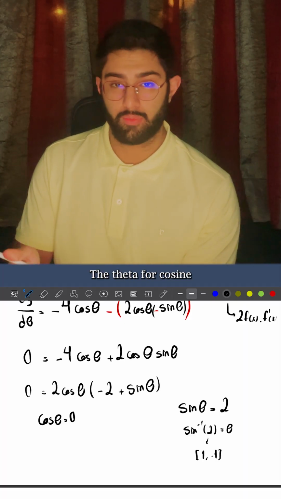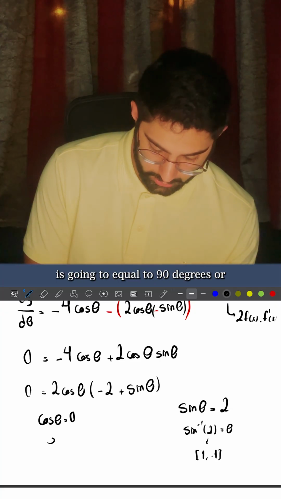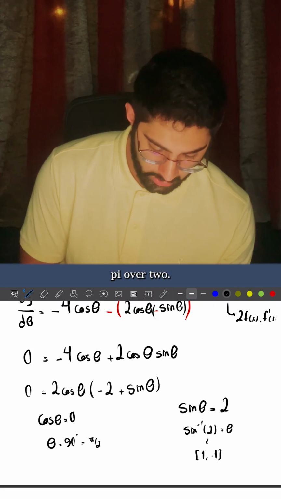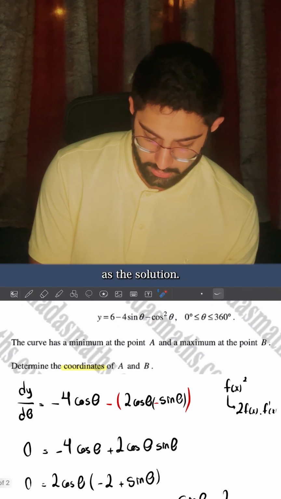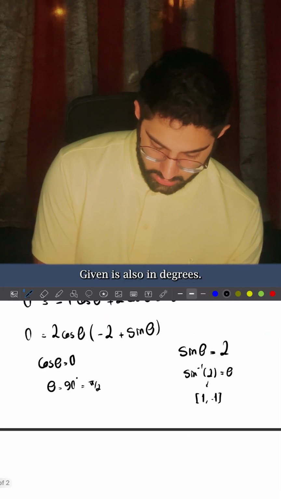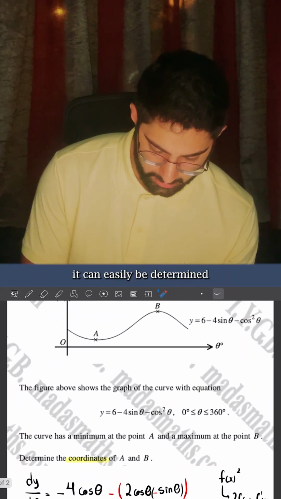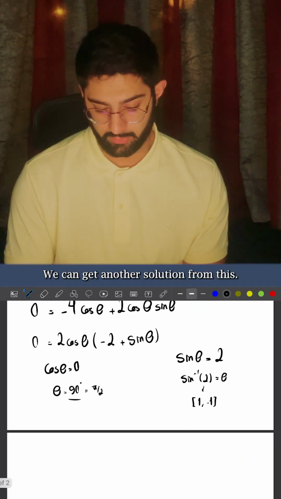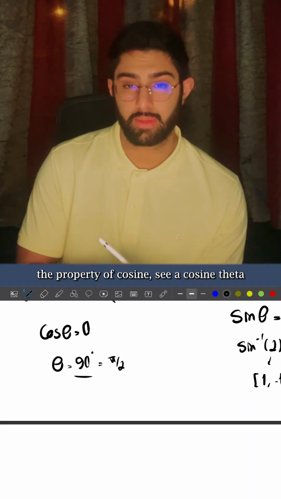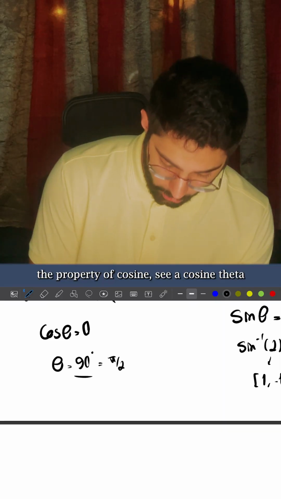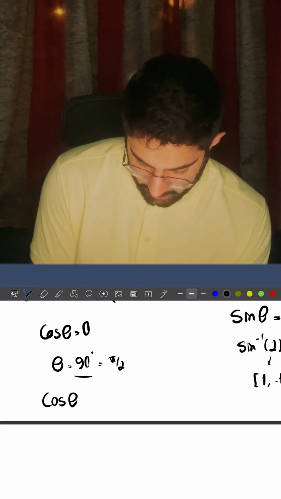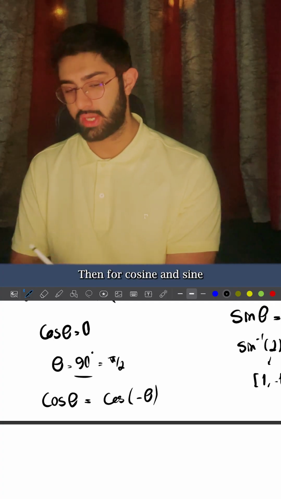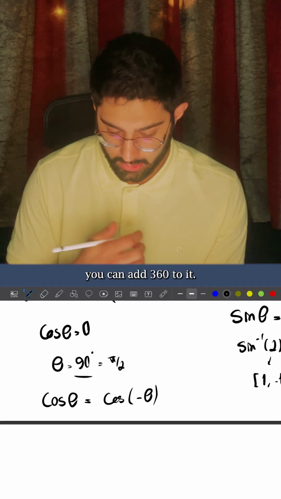The theta for cosine theta equals 0 is going to equal 90 degrees or pi over 2. Here we want to keep it in degrees as the solution given is also in degrees. So this is one of them. Looking at the graph, it can easily be determined that this is A, the smaller one. We can get another solution from this by using the property of cosine. Cosine theta equals cosine minus theta. And for cosine and sine, you can add 360 to it.